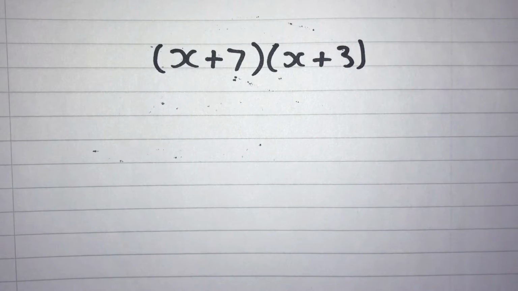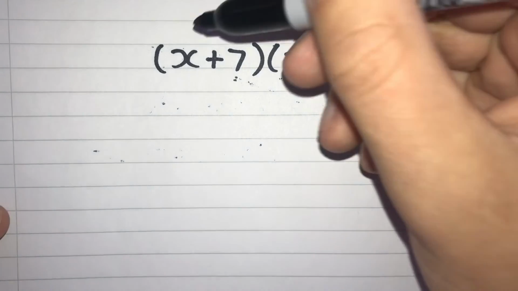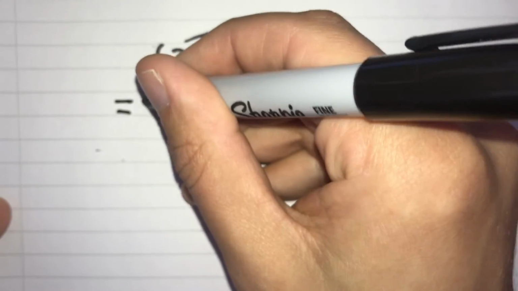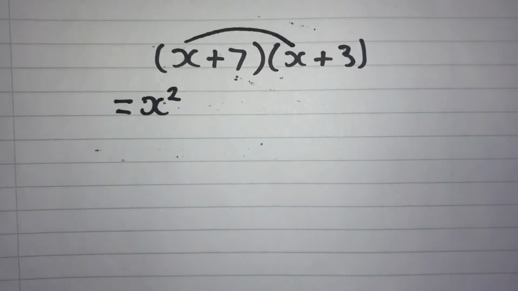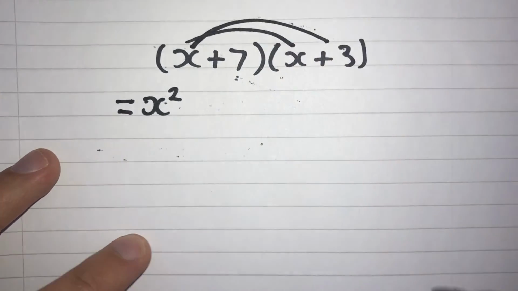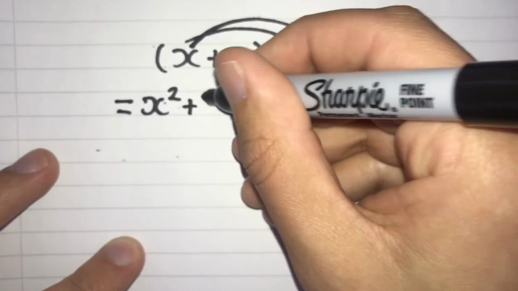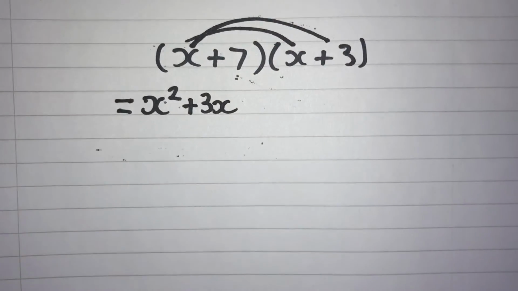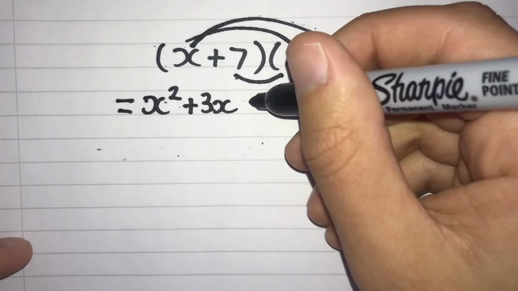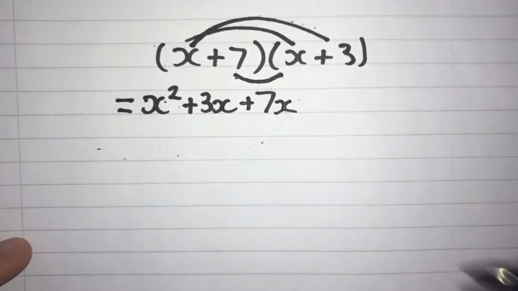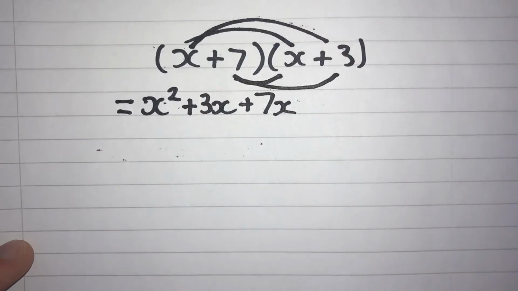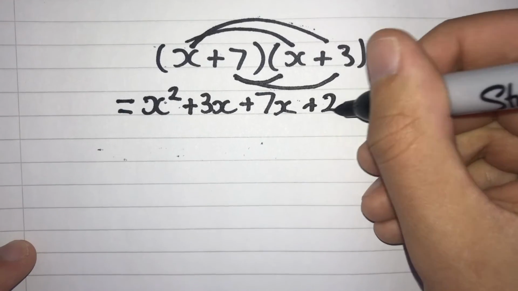Right, going through this first one then. So starting off with our firsts, we've got an x and another x, or x times x gives us x squared. And then we've got to do our outers, x multiplied by 3, that gives us 3x. Then we have our inners, 7 multiplied by x, that gives us 7x. And finally our lasts, 7 and 3. 7 multiplied by 3 gives us 21.